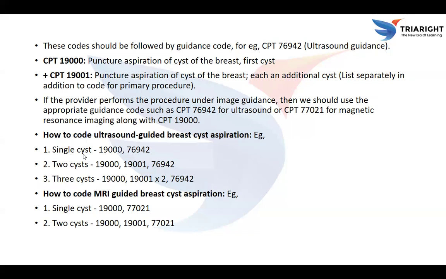So here is the ultrasound guided aspiration. For example, for a single cyst, you have to assign code 19000 as well as 76942 for ultrasound guidance. In the case of 2 cysts, you have to add 19000 for the first cyst and 19001 for the second cyst and 76942 for ultrasound guidance. It is the same for 3, 4 and 5 cysts. In the case of MRI, the guidance code will be changed. So this coding structure ensures that both the therapeutic procedure, draining the cyst, and the diagnostic guidance component using imaging for accuracy are properly documented for billing purposes.